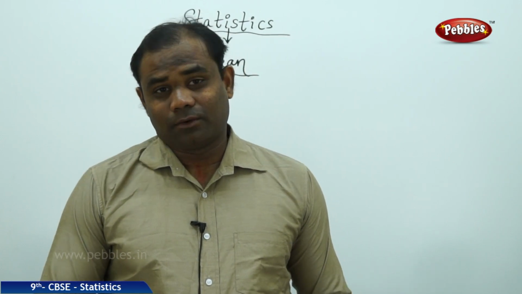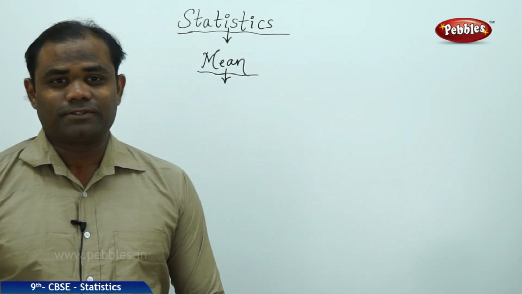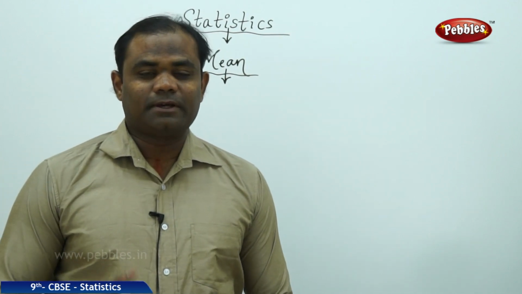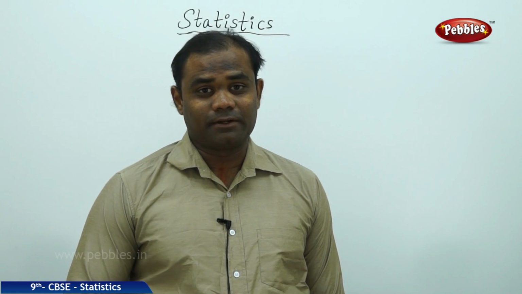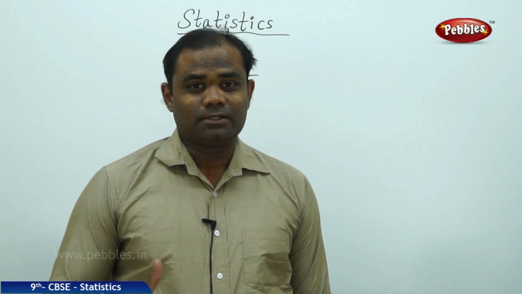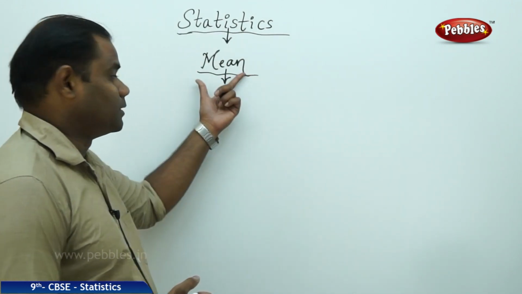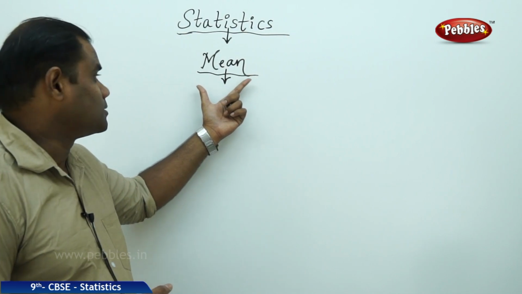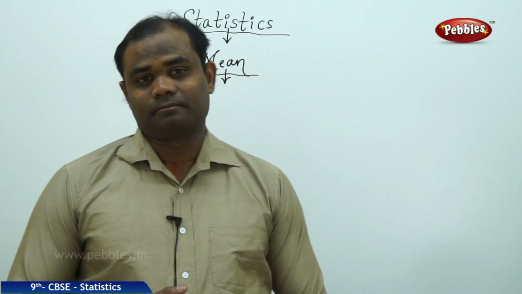This session now is about measures of central tendency. As we have discussed, there are three types of measures of central tendency: the mean, the median, and the mode. Now initially let's discuss the first measure of central tendency, called mean.